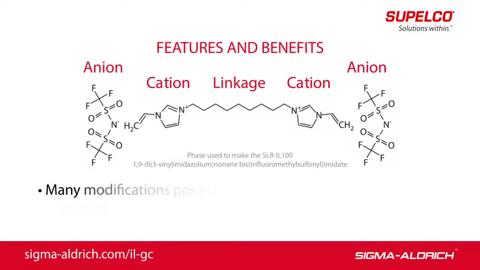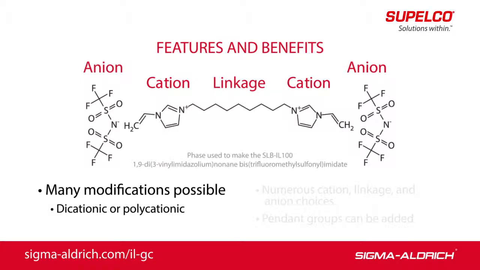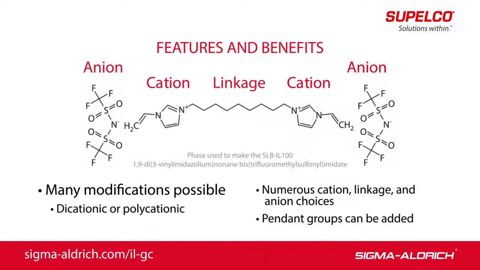Many modifications are possible to make columns with unique selectivity. The base structure can be dicationic or polycationic. There are numerous cation linkage and anion choices. Pendant groups can be added to cations and/or linkages.